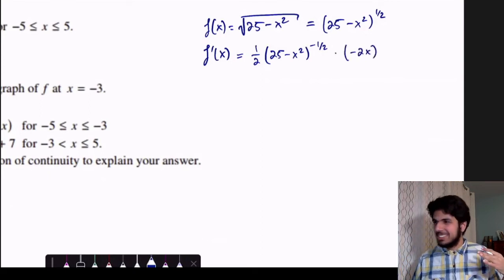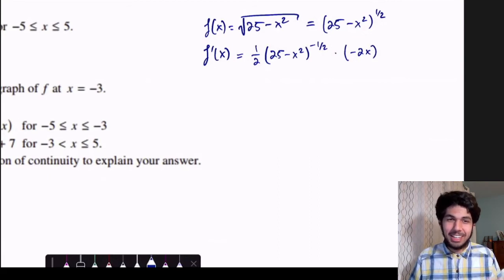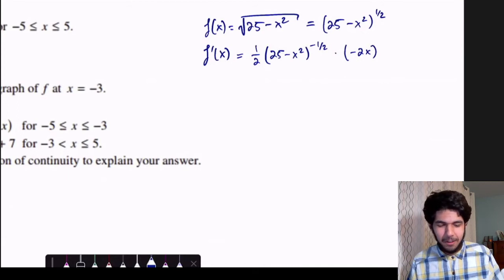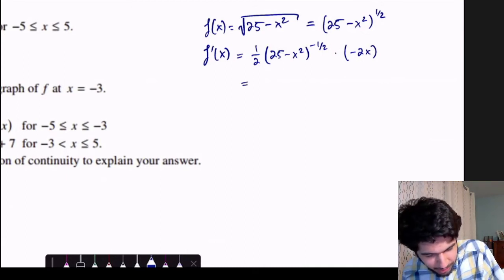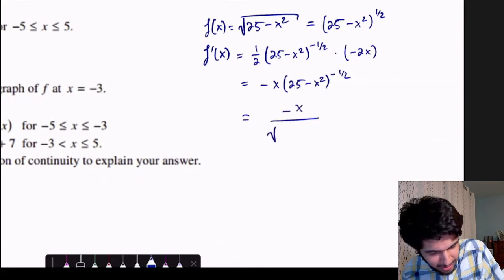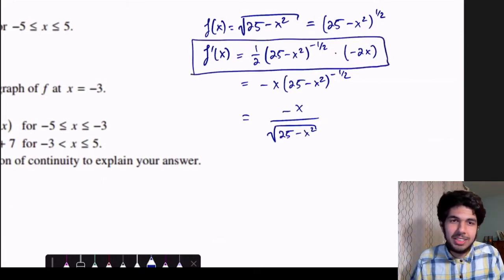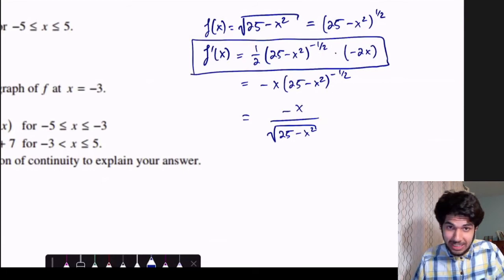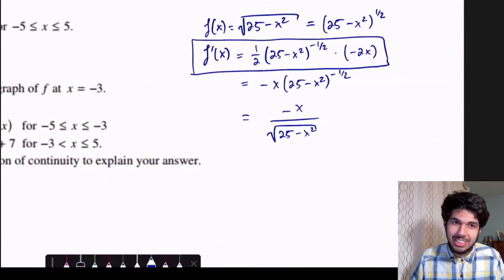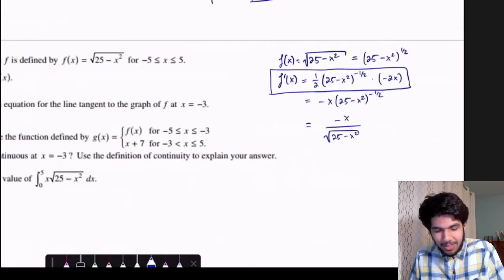So it's been a while since I've done some derivatives. Hopefully you're still keeping up with your skills on that, but if not, it's always good to practice. We could simplify this a little bit more as negative x times 25 minus x squared to the negative 1/2, or even negative x over the square root of 25 minus x squared. You could do that. I like to leave my answer in this form, especially on an AP exam, because what I have in the box is correct. If you make any mistakes in your simplification, you will get points off, which is not good. So just leave it in that form.